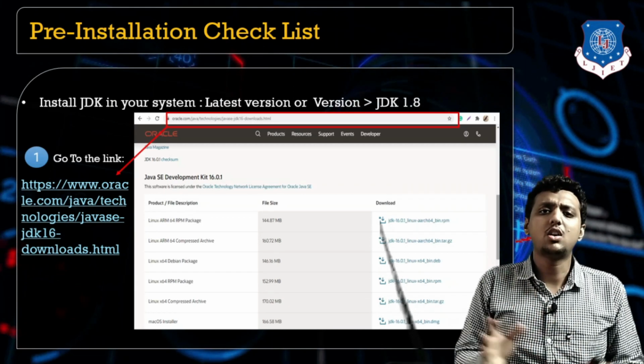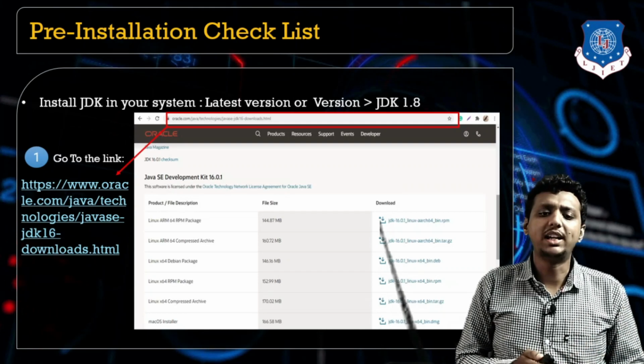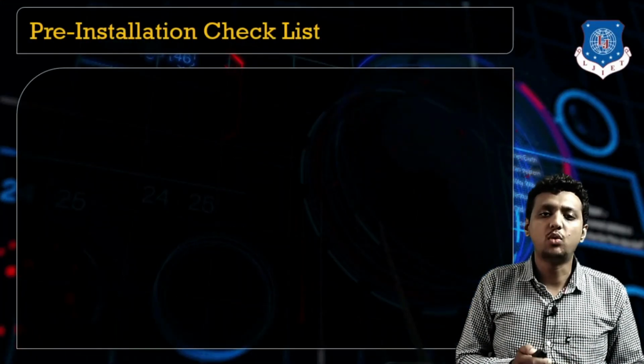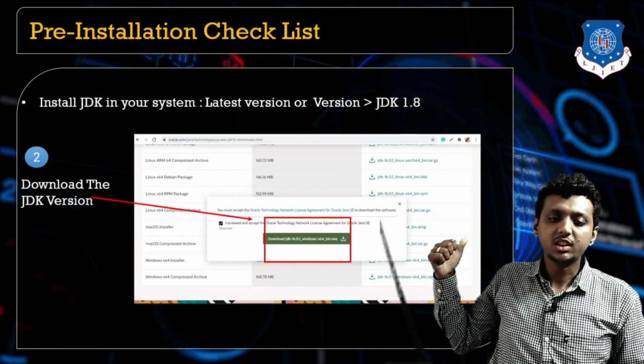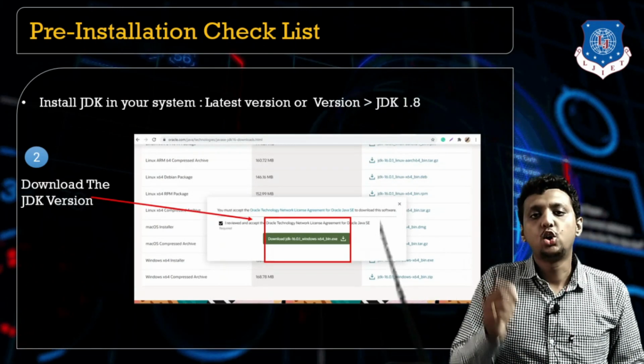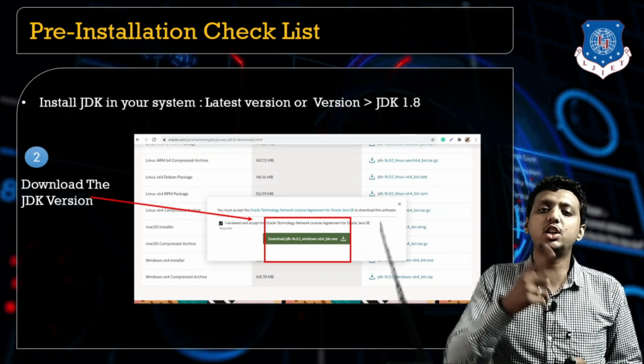You will find lots of versions of the JDK over there. You might get any one. Here I am going to download the JDK version, that is JDK 16 point something. Okay, and you can download the JDK in two different ways.